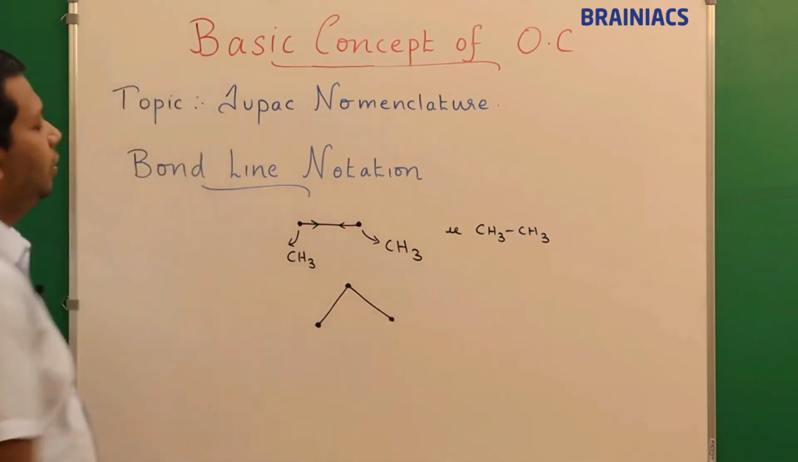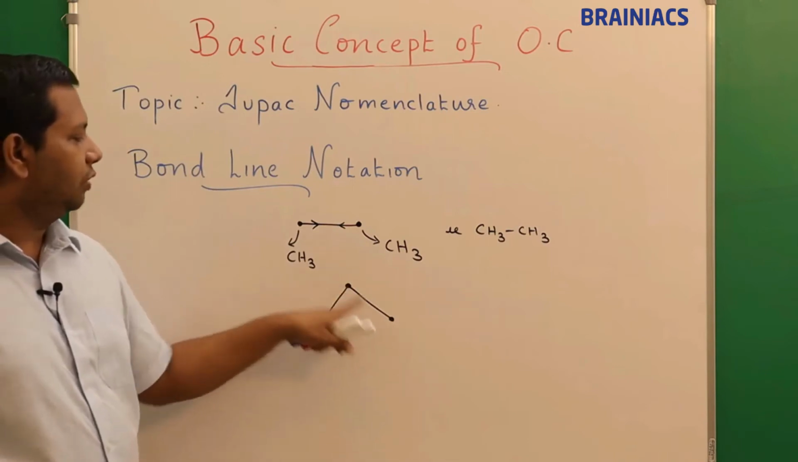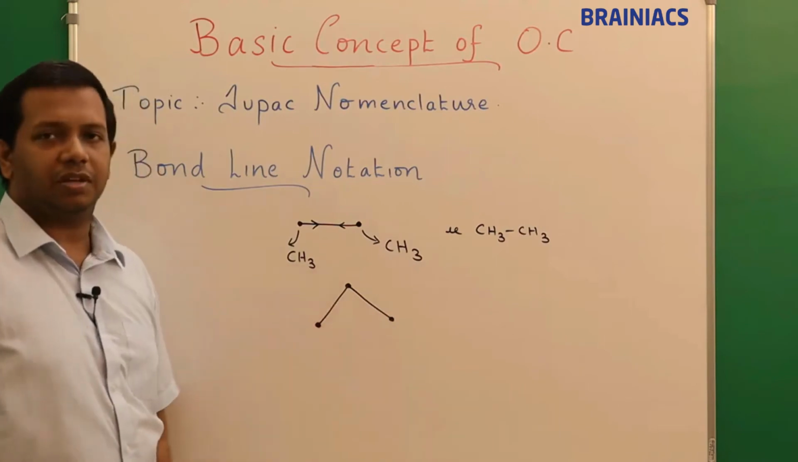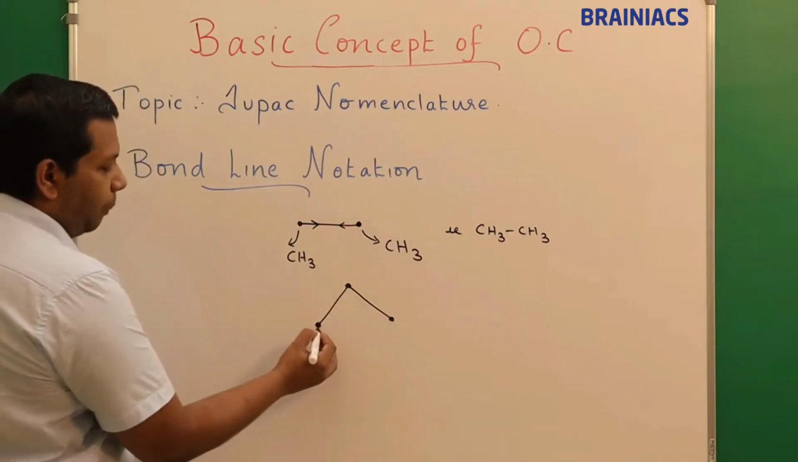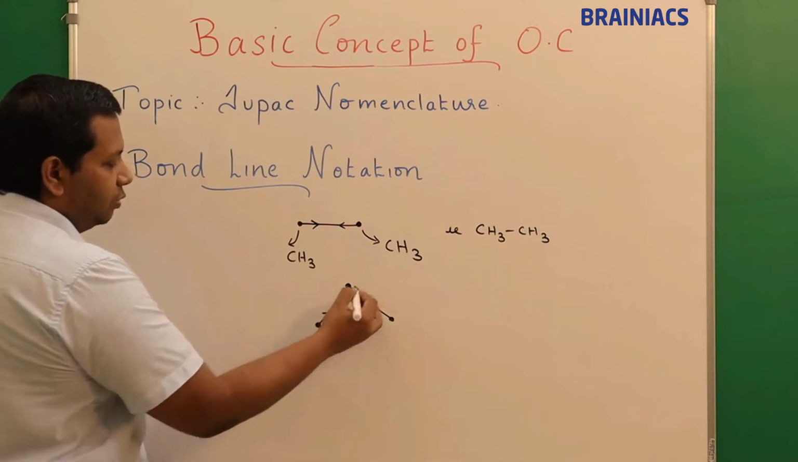Okay, now you could see here, whenever a dot or a joint is there, that indicates a carbon atom. So how many carbon atoms are here? 3 carbon atoms are here. So here you can see an open end. Open end means only one line is moving out of it.